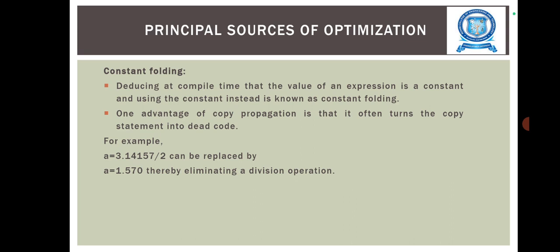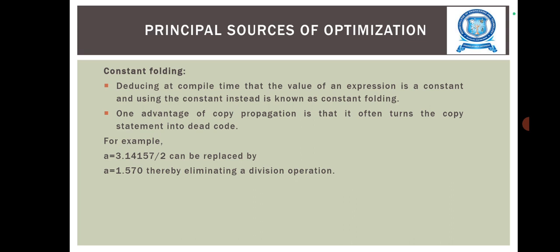Constant folding. Deducing at compile time that the value of an expression is a constant and using the constant instead is known as constant folding. One advantage of copy propagation is that it often turns the copy statement into dead code. For example, A = 3.14157 / 2 can be replaced by A = 1.57, thereby eliminating a division operation.